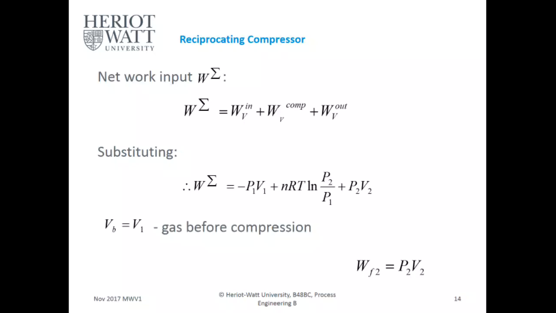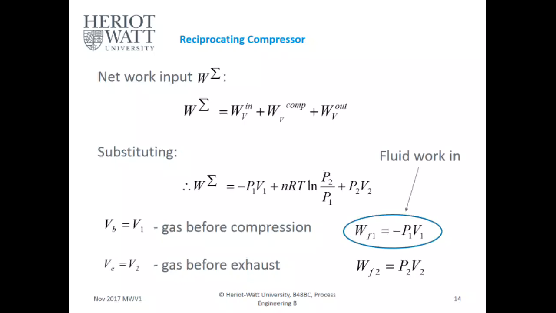And you consider VB, the volume at B, equals V1. So this is your initial volume. You have your dead volume, the piston moves to bottom dead center, that's your VB, V1. And VC is your V2 all the way up. So you have 2 volumes, remember. This is just the gas before exhaust. Hence, fluid work 1 is negative P1 V1, so the first time the work is done on the fluid. And fluid work 2 is at the exhaust stage, so it's P2 V2.